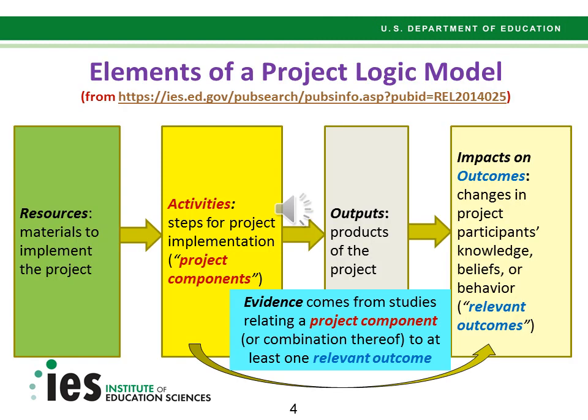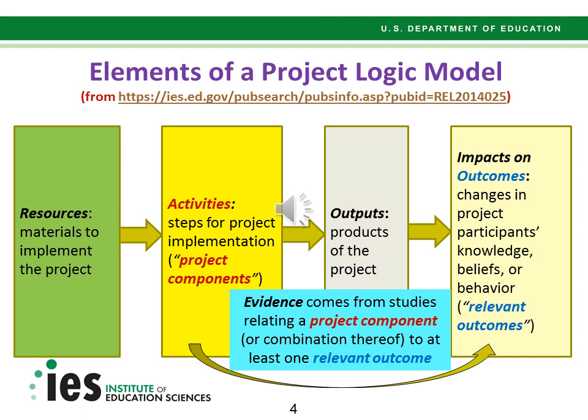This slide, based on a presentation prepared by the Regional Educational Laboratory, REL Pacific, shows the four major elements of a project's logic model. First, there are resources, which are the materials to implement the project, such as facilities, staff, stakeholder support, funding, and time. Second, there are activities, which are the steps for project implementation, including the key project components that are critical for the project's success. Third, there are outputs, which are the immediate products of the project, such as the levels of enrollment and attendance in a course of instruction. Fourth, there are impacts on outcomes, which are changes in project participants' knowledge, beliefs, or behavior.